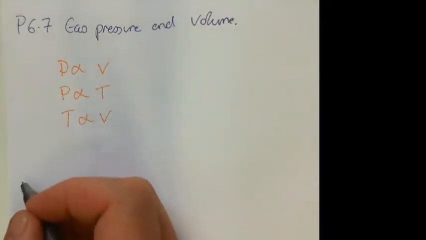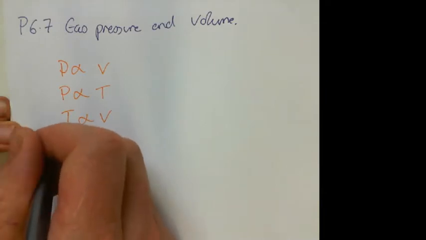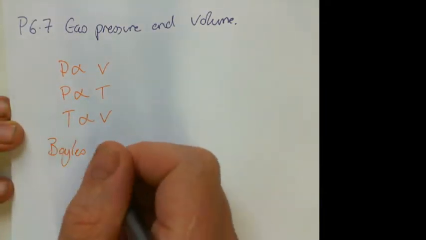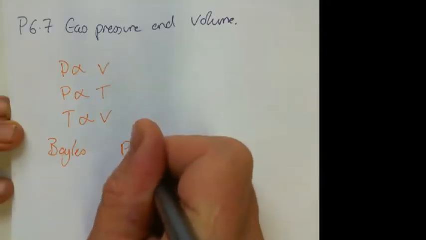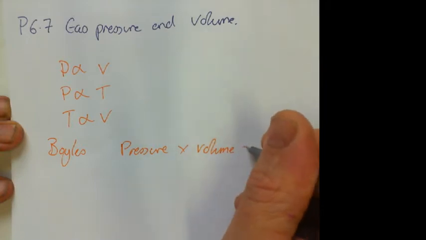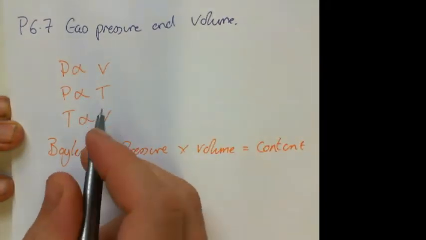So the last thing we've got to do is make sure we can put that. The one that you need to know for your GCSEs is the one called Boyle's Law, and that's just one of these three. And if we do, which is simply pressure times volume equals constant.